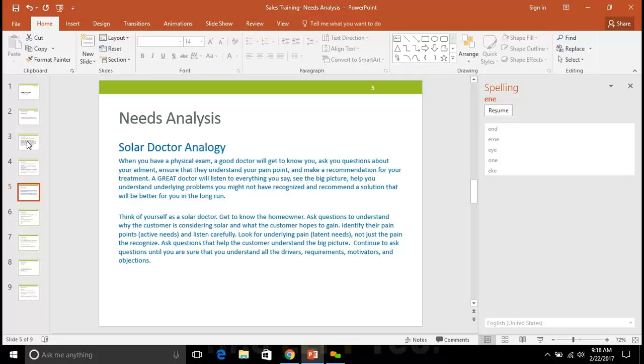And so the next paragraph says, think of yourself as a solar doctor. Get to know the homeowner, ask questions to understand why the customer is considering solar and what the customer hopes to gain. Identify their pain points. Those are their active needs. And listen carefully. Look for underlying pain. Those are their latent needs, not just the pain they recognize. Ask questions that help the customer understand the big picture, and continue to ask questions until you are sure that you understand all of the drivers, requirements, motivators, and objections.